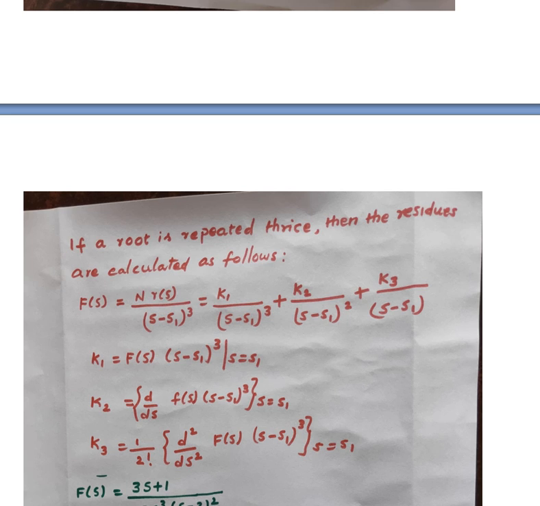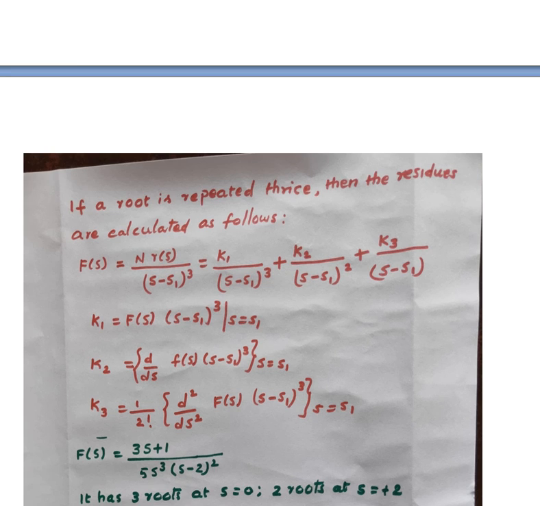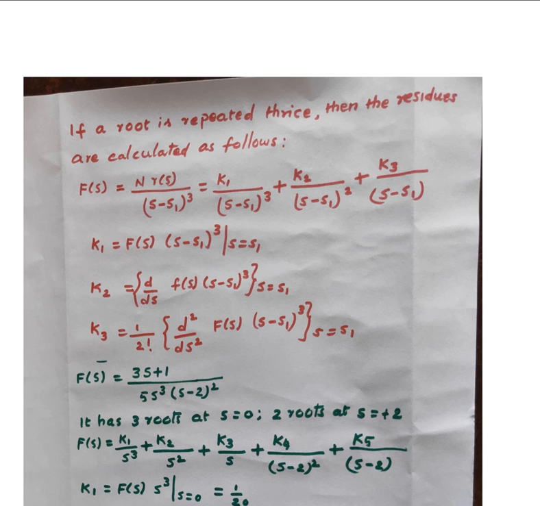Similarly, k2 we can get by multiplying f of s with s minus s1 whole cube and differentiating once, and then substitute s is equal to s1. Then whatever you get, that is k2. Similarly, to get k3, multiply f of s with s minus s1 whole cube, differentiate it twice, then put s is equal to s1, then divide by the factorial 2. Then whatever you get, that is called k3. So let us see a numerical problem.